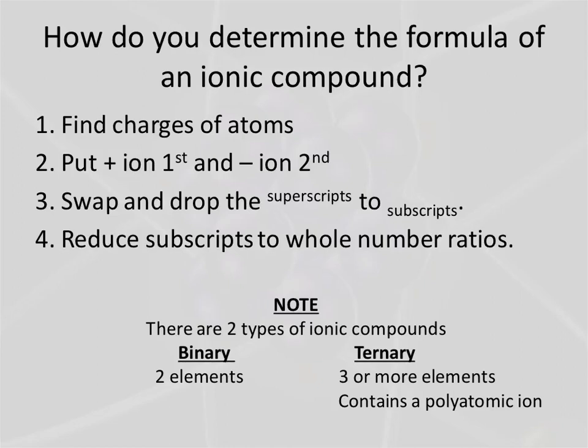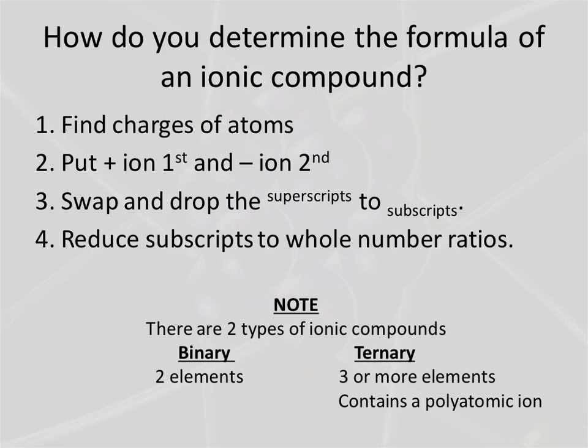Right, so now let's look at how we determine the formula for an ionic compound. There are four simple steps here. First, you want to find the charges of all your atoms. That's going to be on the periodic table: the 1 plus, 2 plus, 3 plus, skip, 3 minus, 2 minus, 1 minus, zip. Then you're going to put the positive ion first and the negative ion second.